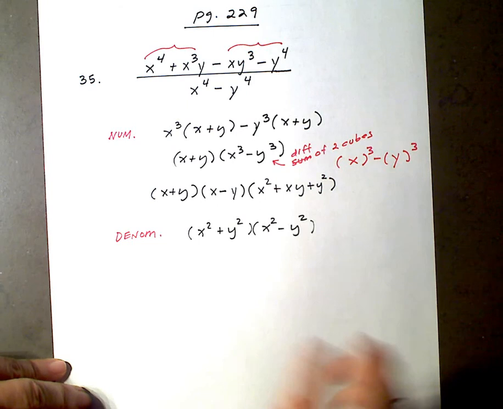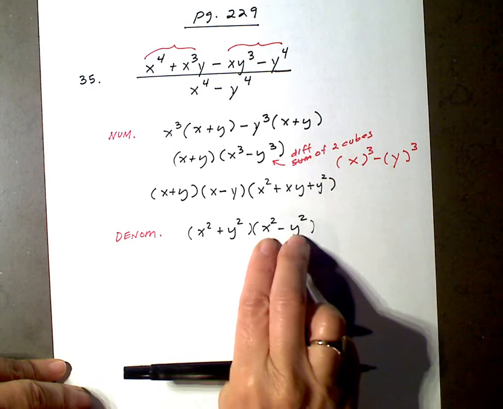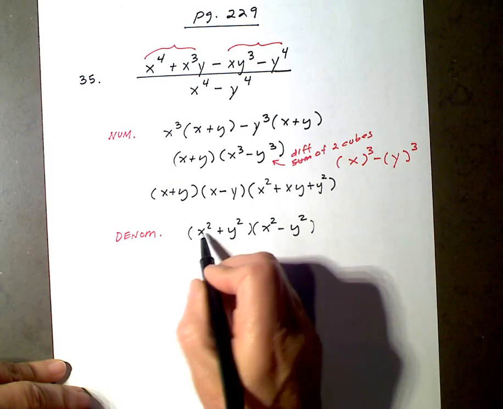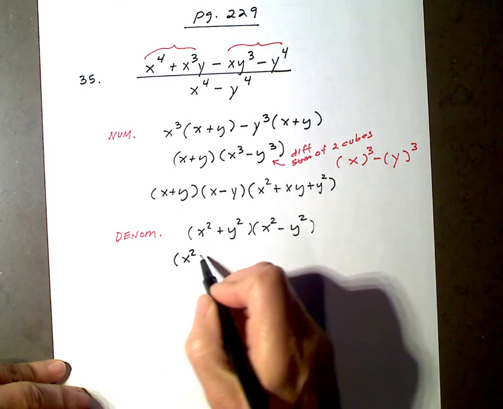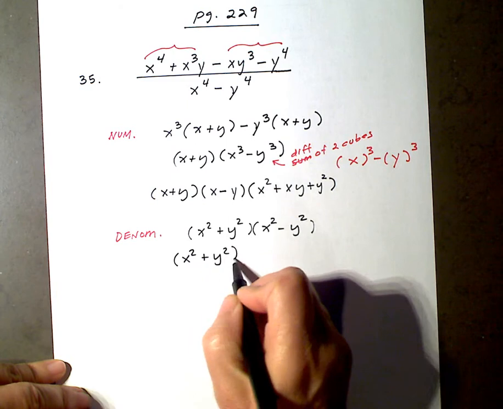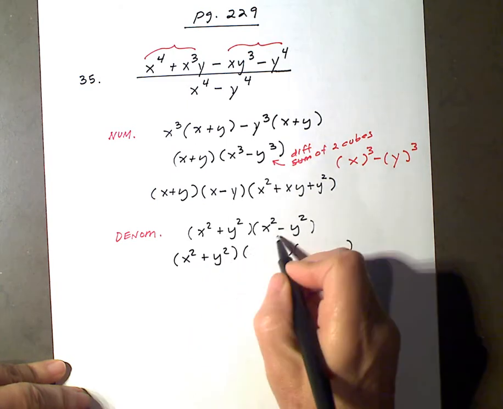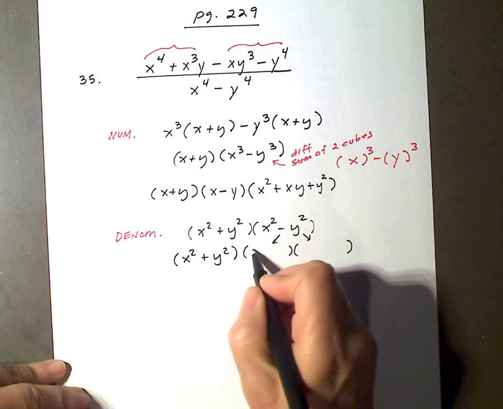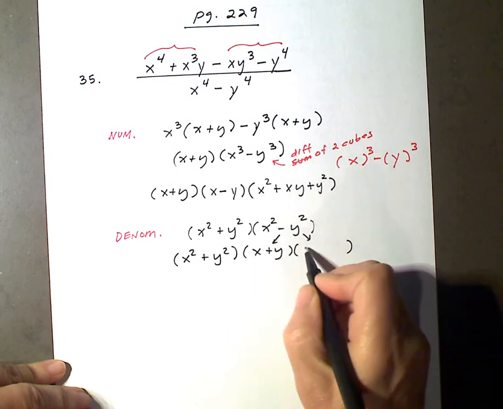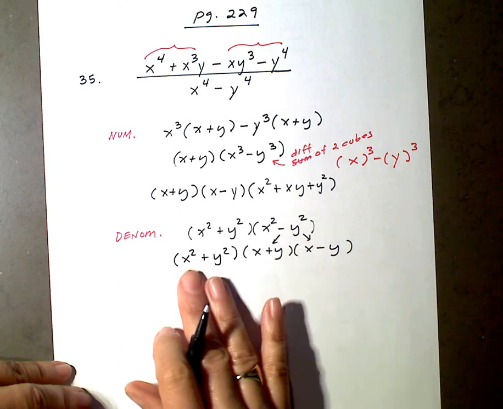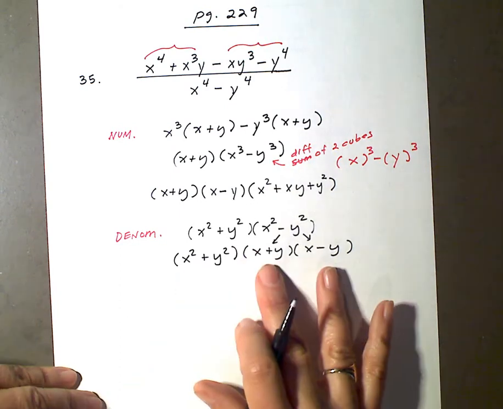The sum of the 2 squares doesn't, but this difference of 2 squares breaks down. So I'm still going to have the sum of the 2 squares, x squared plus y squared, and then x squared minus y squared, by now you should be pretty familiar with this, breaks down to x plus y times x minus y. So that's as factored as I can get. There's nothing more I can do with the sum of 2 squares, and these are both linear x's and y's.